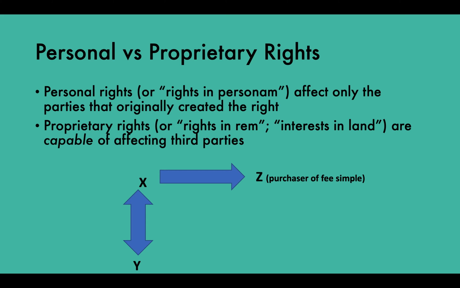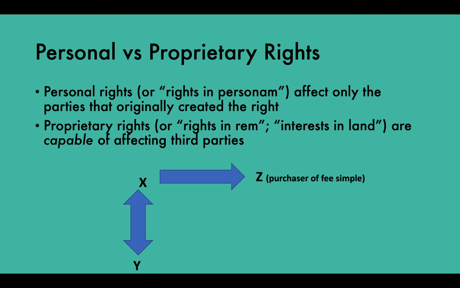So if X grants Y a proprietary right, a right in rem or interest in land over that land that attaches to the land itself, what this means is that when X sells his land onto Z, this right is capable of binding Z. So be aware of this word "capable" that I'm using here, and I've got it italicized on the slide itself.